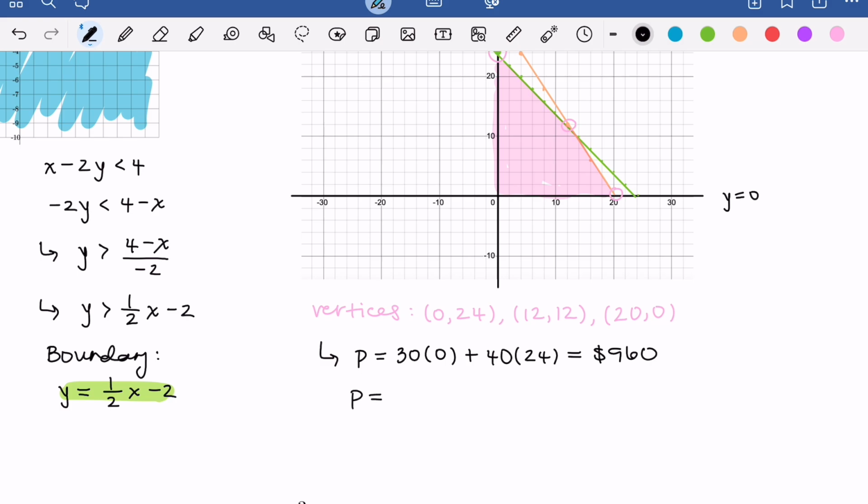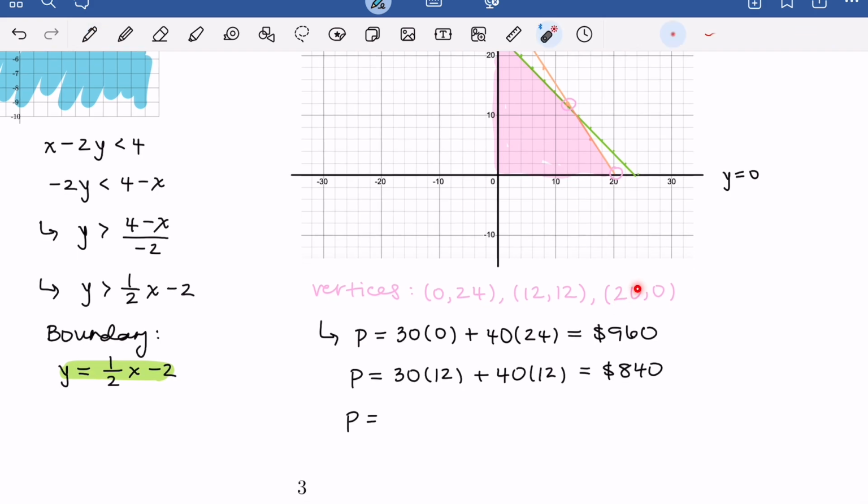Now, if we had 12 of each type of ring here, we're going to plug this into our profit function and figure out how much we would make. This would give us about $840. And lastly, we want to see how much we would get if we only made 20 of our VIP rings. So this would be this here. And in this case, we would only get $600.